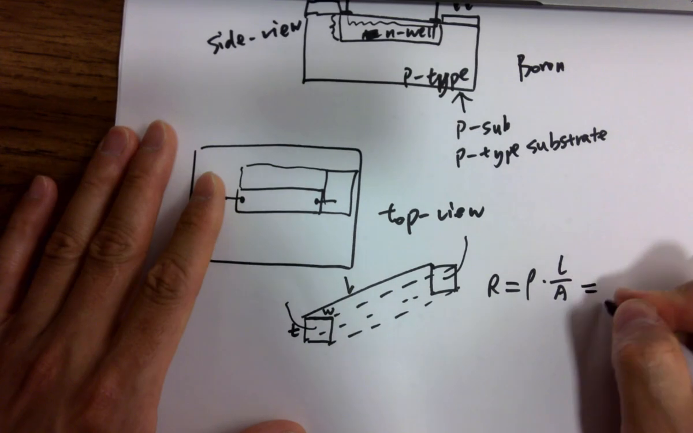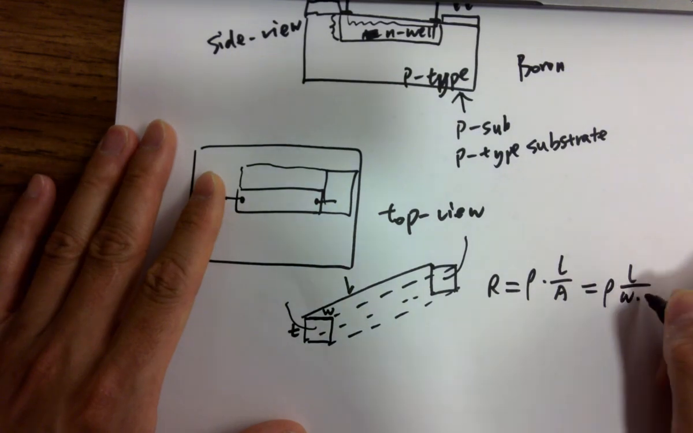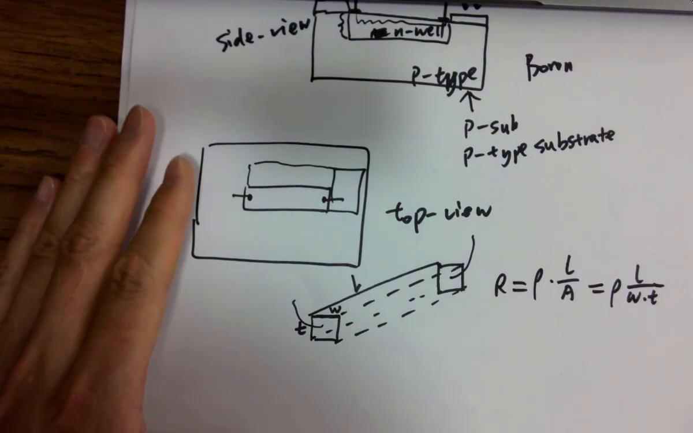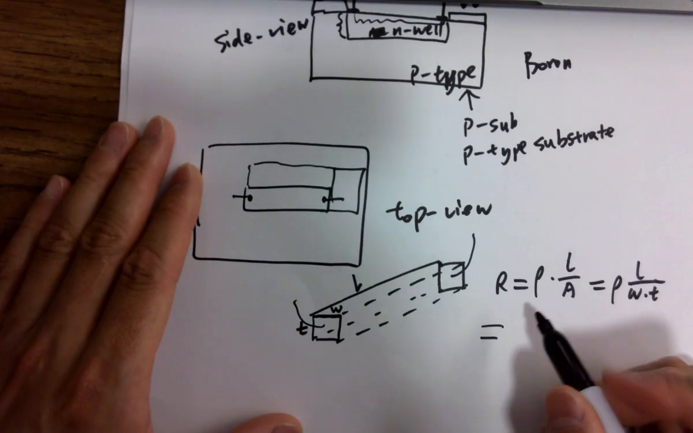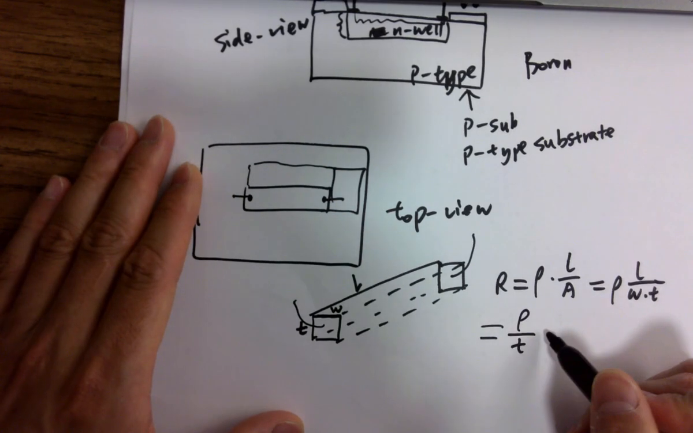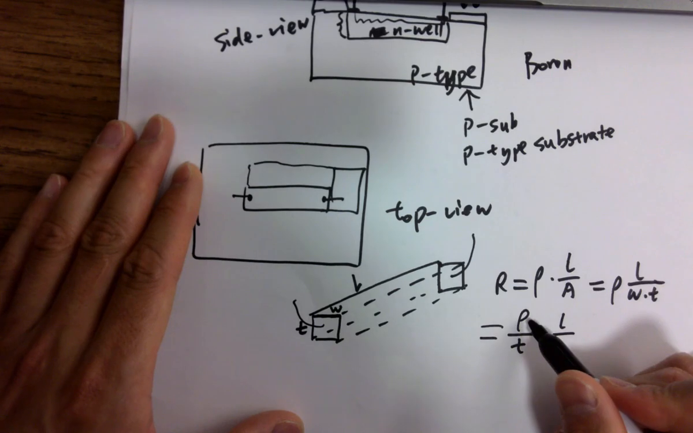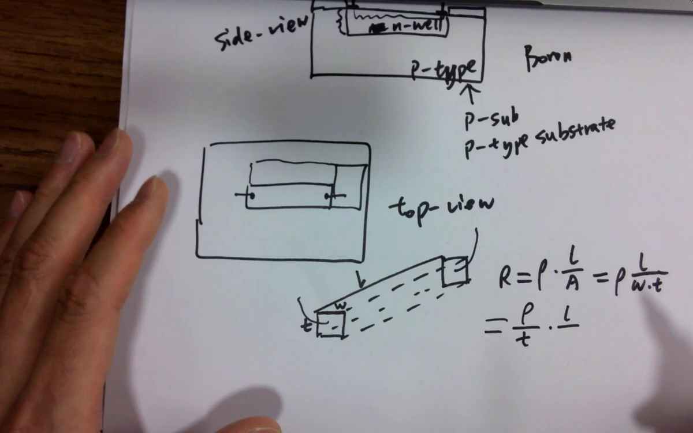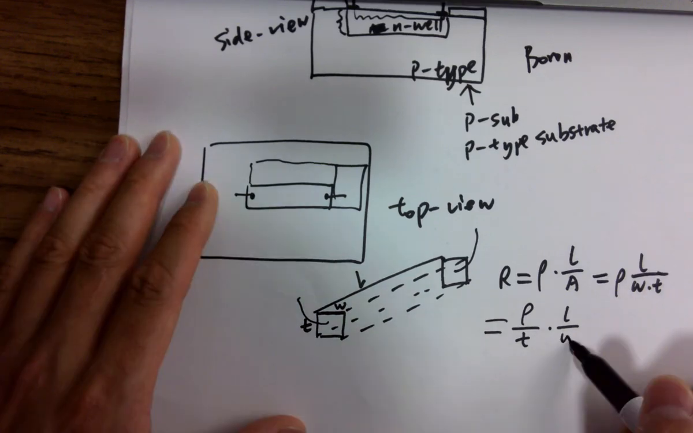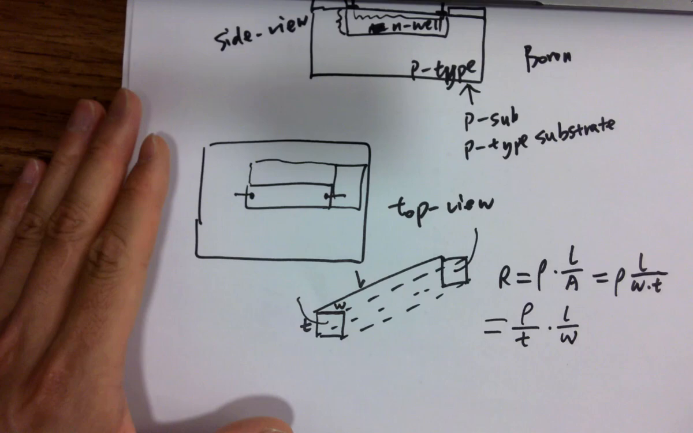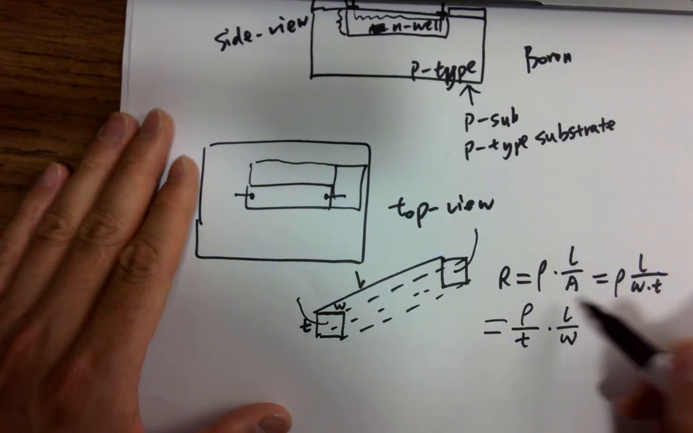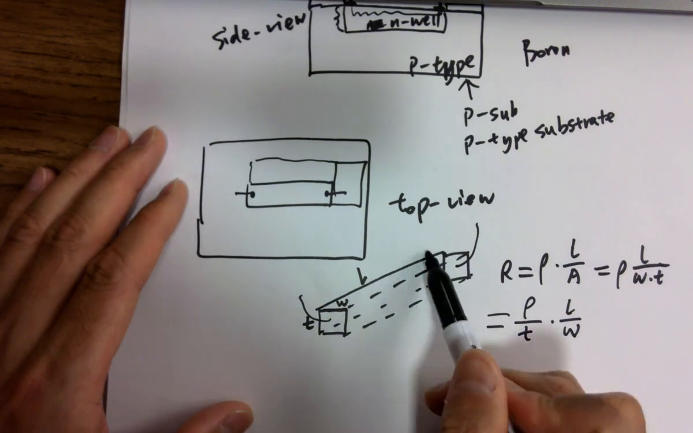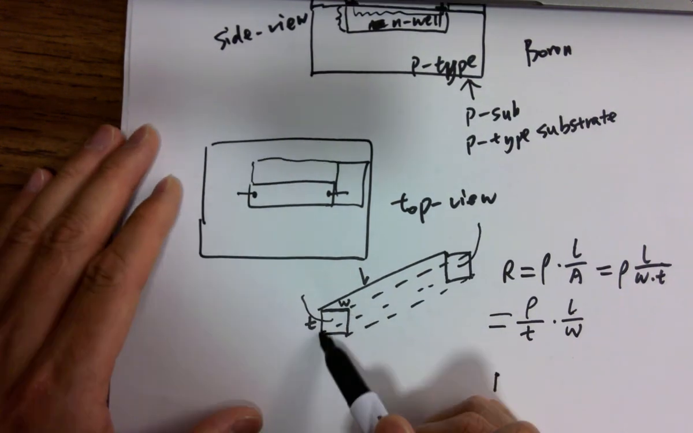And the area equals the width times the thickness. Okay? And this also equals this. Why do I do this? Because the resistivity is a property of the material, which is a constant, and the thickness is from the process, also constant. So the conclusion here is, if I have a little square, like here for example, because length and width, so here's the thickness or depth.